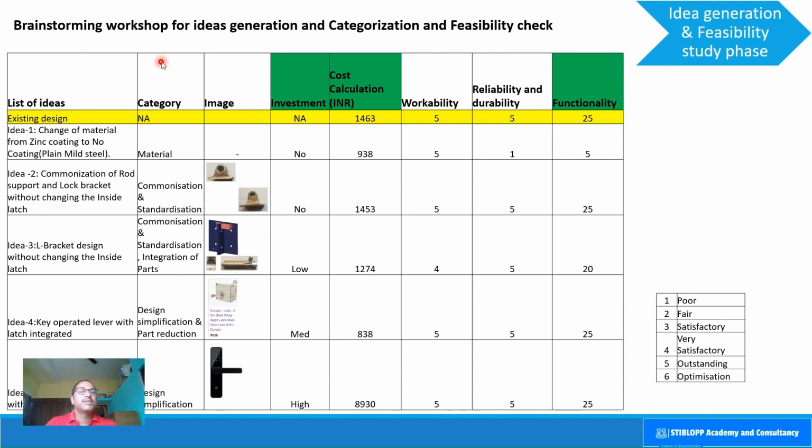And I was mentioning the categorization. We have to categorize them based upon whether they come in the material group, the commonization and standardization group, integration of parts, or the design simplification group. Okay, fine. And we also have several evaluating parameters like the investment, the cost, workability, reliability, and functionality.